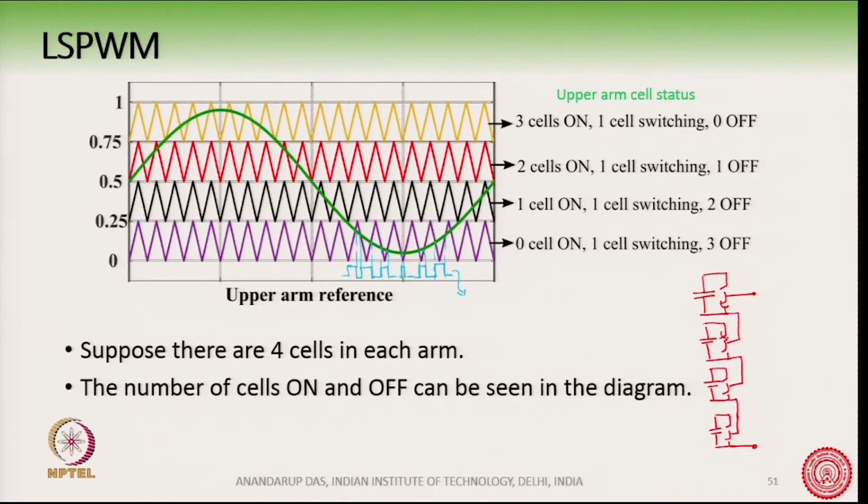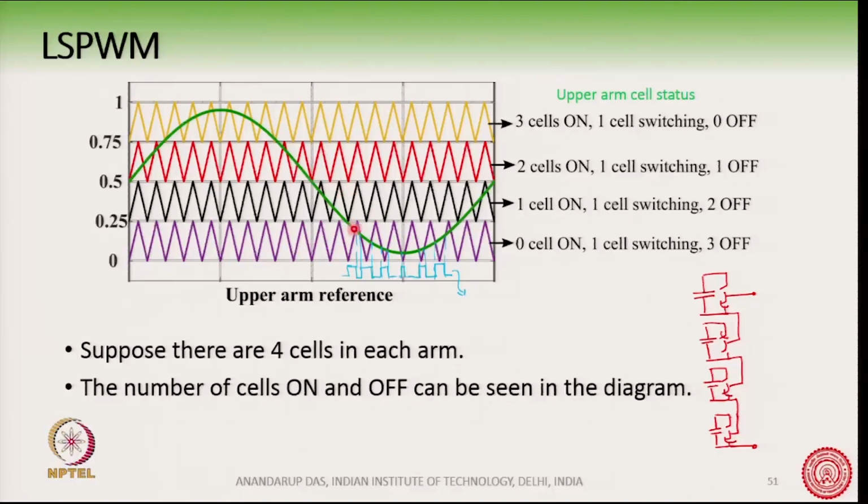So, in this case I can see that during this portion of the waveform, the 3 cells are off and one cell is doing this turn on and off action, or I say that it is doing the switching action. So, out of these 4 cells, 3 are completely off and one cell may be doing the switching action, okay, during this lower part of the waveform. Now, see the next carrier.